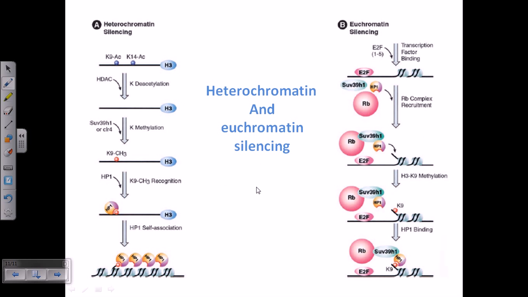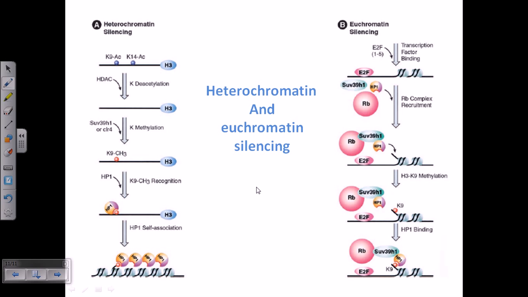Now this kind of attachment of methyl groups can lead to the silencing of chromosome. What we know for eukaryotic systems is that there are two types of chromatin. One is the heterochromatin, another one is the euchromatin. Euchromatins are the type of chromatin which are expressive all the time, and heterochromatins are those which cannot be expressed all the time.